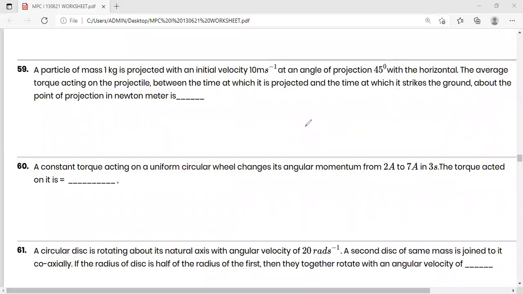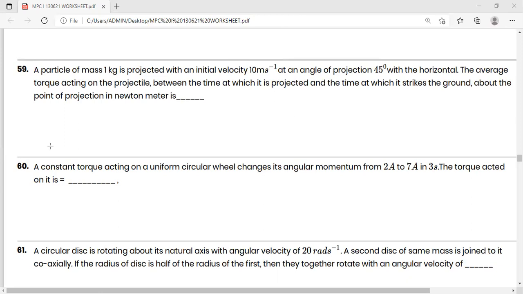Question number 59. A particle of mass 1 kg is projected with an initial velocity 10 meter per second at an angle of projection 45 degrees with the horizon. So it is just like a projectile motion only that you have to consider. The average torque acting on the projectile between the time at which it is projected and the time at which it strikes the ground, about the point of projection, in Newton meter is.